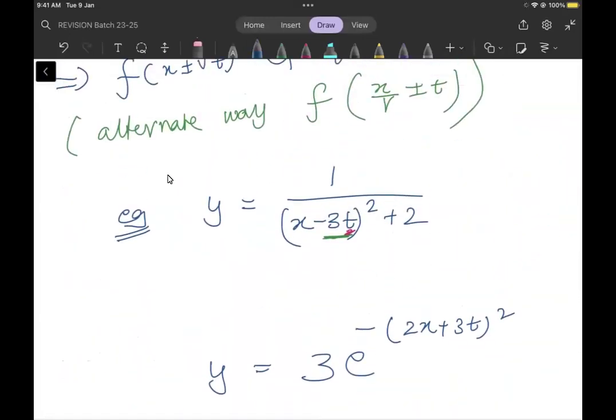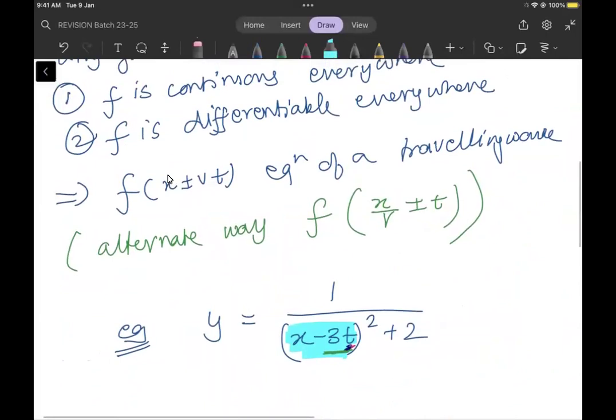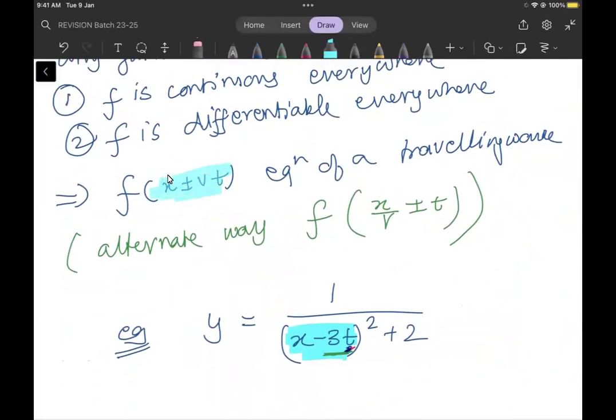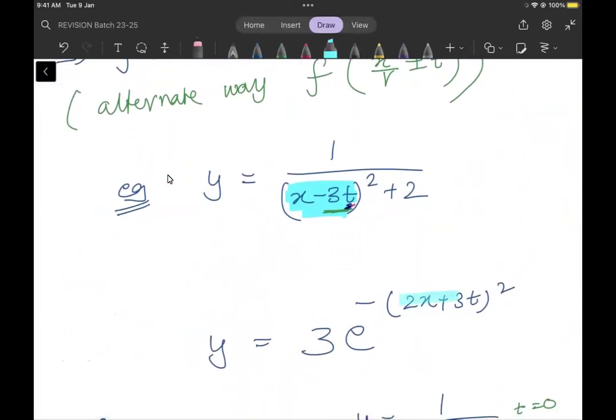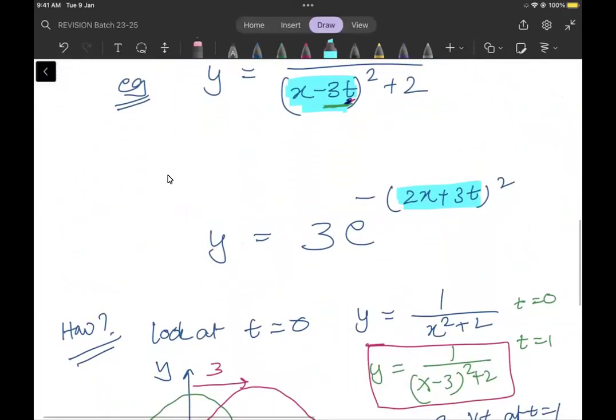So the quantity which is there inside the bracket, this quantity, remember that this is the quantity that we are looking for. This is the expression whose function it should be for an equation to be a wave equation. Here, this x plus minus vt variable, we call this the phase of the wave. These two things are called the phase of the wave, the phase of the traveling wave.